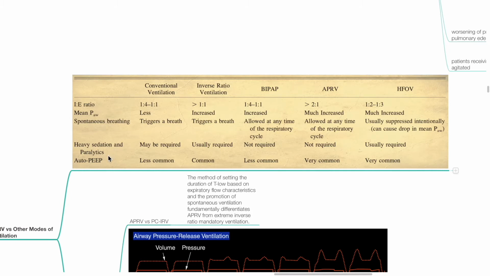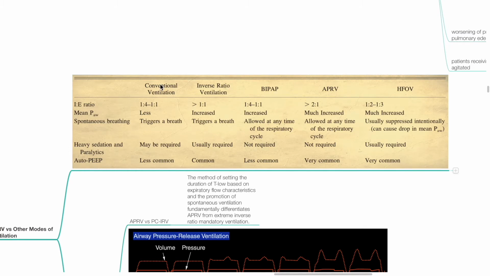Requirement for heavy sedation and paralytics. For conventional ventilation, it may be required. For IRV, it is usually required. For BiPAP and APRV, it is not required. For HFOV, it is usually required.